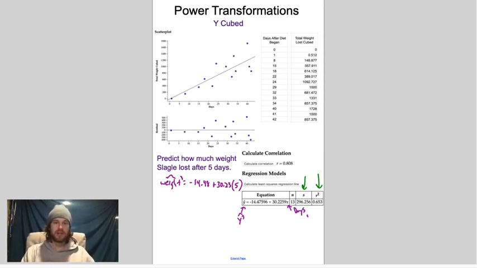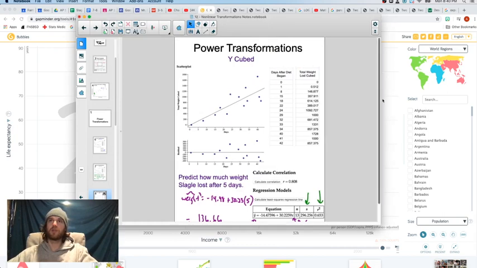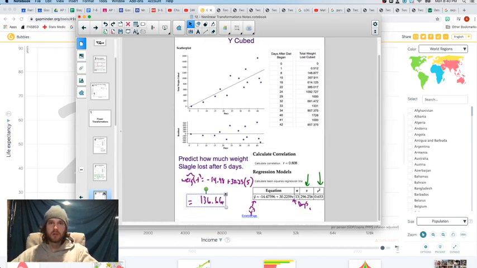Now when we plug this in and we do our math, we end up getting 136.66. That is the weight cubed. So I'm going to move that over a little bit, tidy this up just a smidge. Okay, that's our predicted cubic weight.